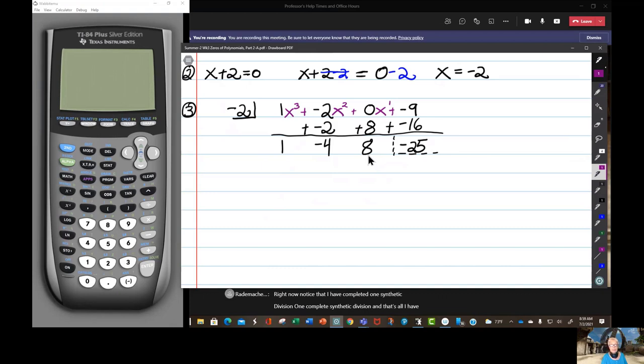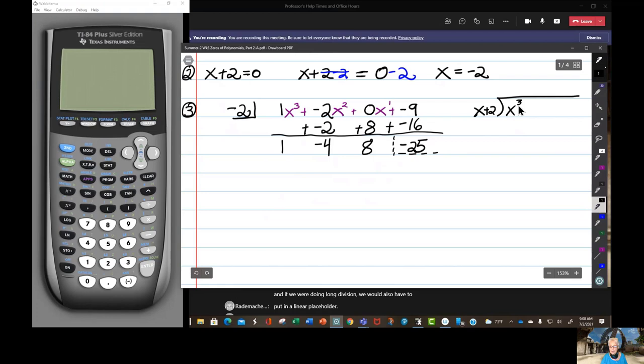And that's all I have to do because we're being asked now, what is the quotient and what is the remainder? Let's talk about that. Remember that another way to write the problem was x plus 2 into, and if we were doing long division, we would also have to put in a linear placeholder, x to the third minus 2x squared plus 0x minus 9. The answer we would have gotten would have been up here, the quotient.